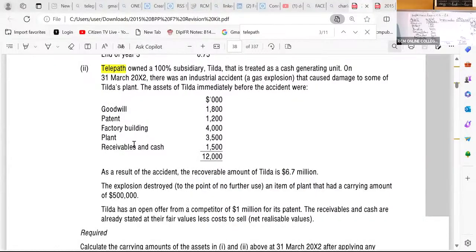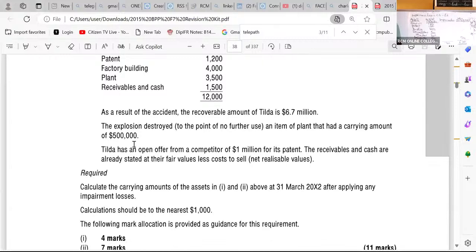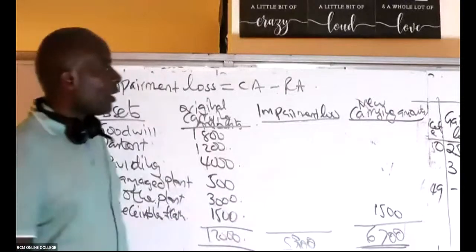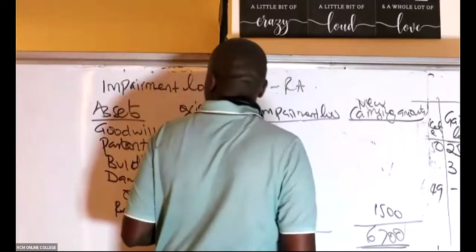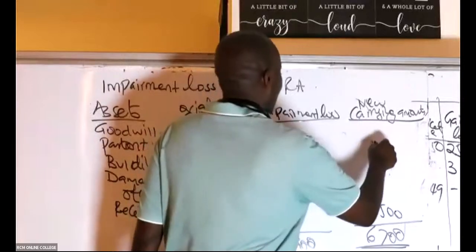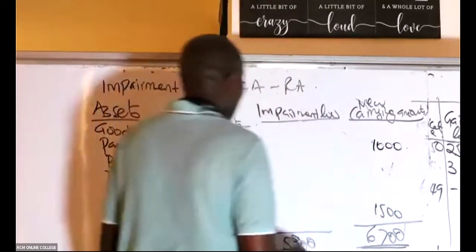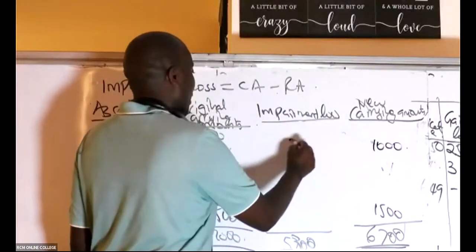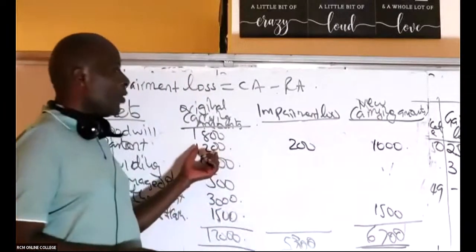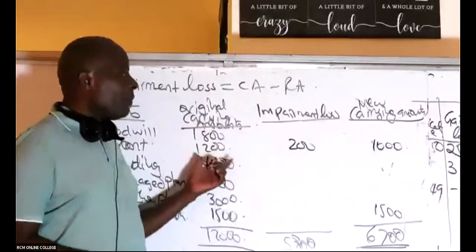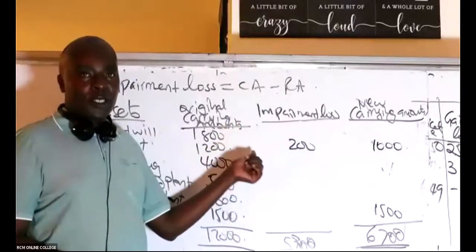But for patent, I have a ninja who is willing to buy this patent. The fair value is given. For the patent, I've been given an offer. There's an open offer from a competitor of $1,000, because I'm cutting 3 zeros. $1,000 for its patent. So then I know that the carrying amount there will be what here? 1,000. 1,000 for the patent. Carrying amount is 1,000. So meaning that the impairment loss here for the patent will be 200. It was worth 1,200, but now it's worth 1,000. So you have lost 200.